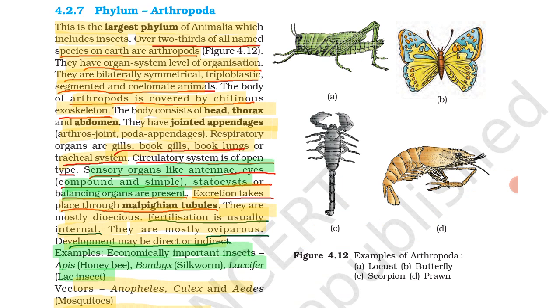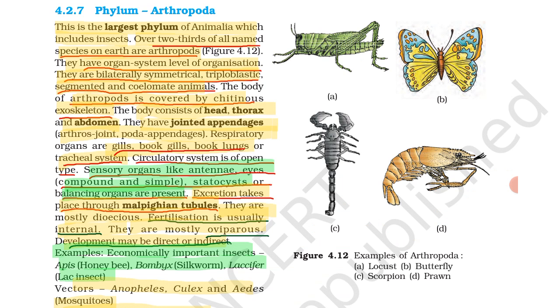Next, excretion takes place through Malpighian tubules. In human beings, in the kidney we have millions of nephrons, and the nephron is used for osmoregulation and excretion. Somewhat the same here, excretion takes place through Malpighian tubules. Malpighian tubules are seen in these insects and help in excretion. They are mostly dioecious. What is meant by dioecious? Both the sex organs are present in different individuals, so they are called dioecious.